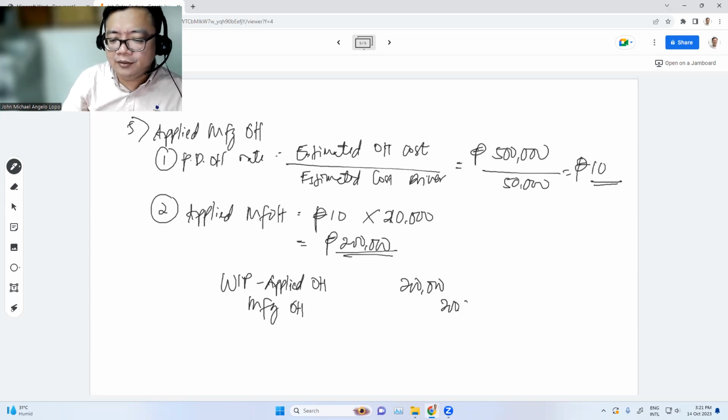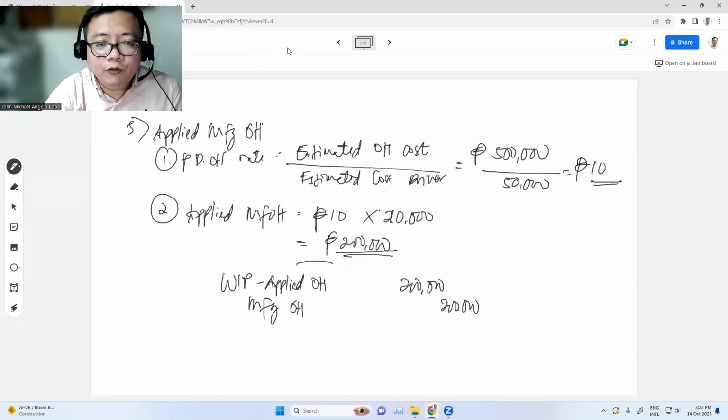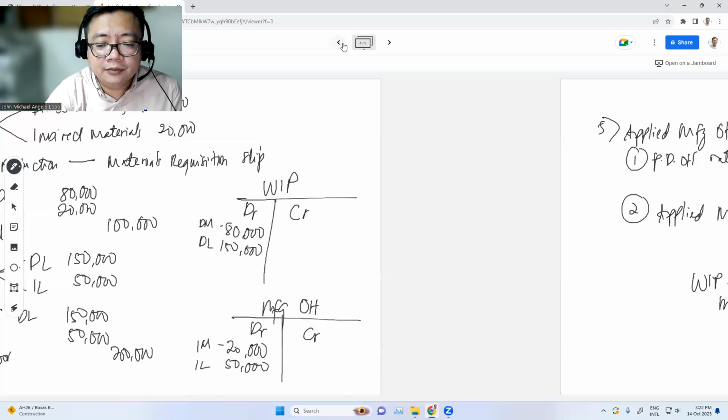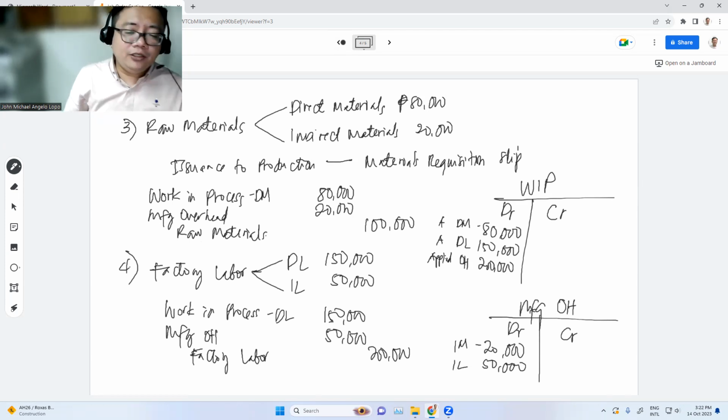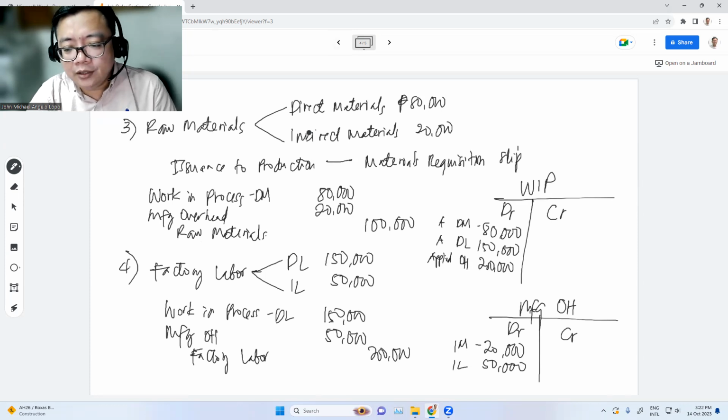So, what we will do here is that we credit it to our manufacturing overhead. Okay. We go first to this work in process, no? Yan. So, ito na naman, class, no? So, you have actual. Ito naman ay yung ating applied overhead. Magkano yan? 200,000. Your applied manufacturing overhead is worth 200,000.